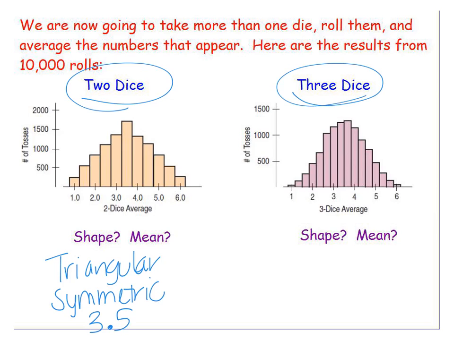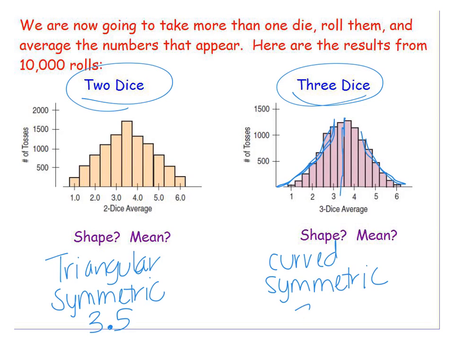Look at 3 dice. Now do you start to see a little bit of curve on this side? Maybe a little bit on this side. It's not quite as triangular. It's a little more curved. It's definitely still looking pretty symmetric. What about that mean? Does it still look like it's kind of here somewhere in the middle? So somewhere around 3.5 is the mean.